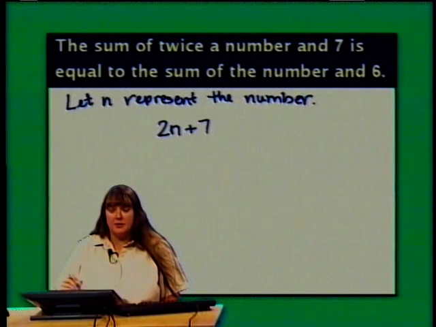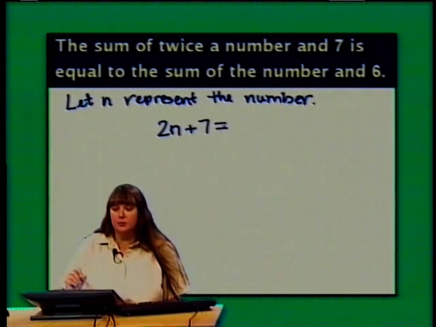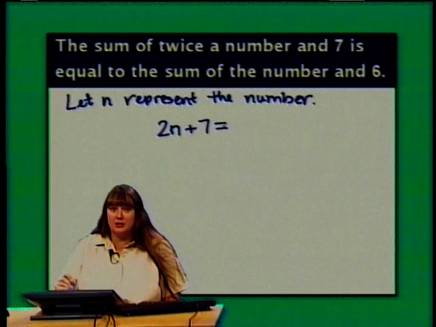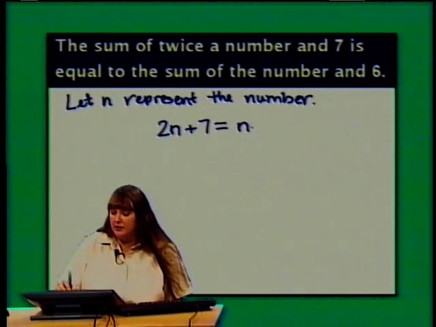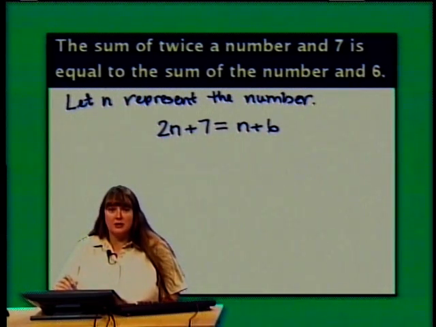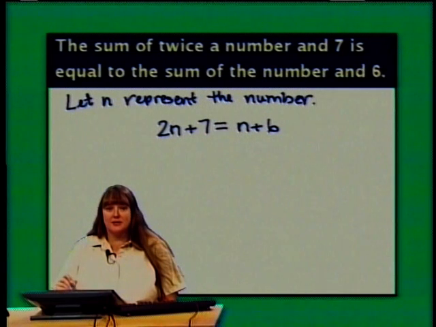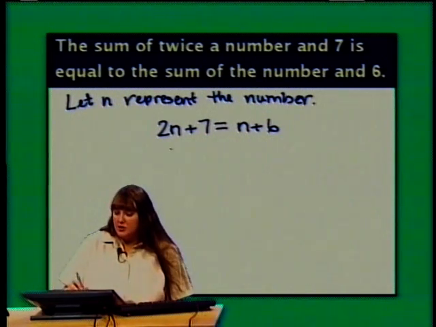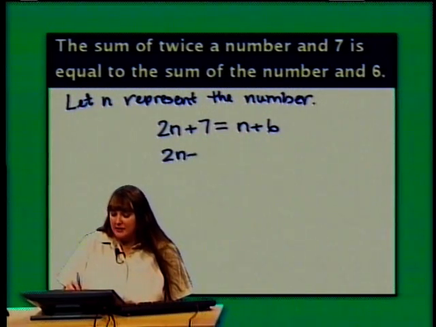is equal to the sum of the number and 6. So is equal to another sum, addition again, the sum of the number and 6. So n plus 6. Now that I have my equation, I need to solve it. I have variables on both sides. I have constants on both sides. I'm going to move my variable terms to the left-hand side and my constant terms to the right-hand side. So I'm going to start by subtracting n from both sides of this equation.